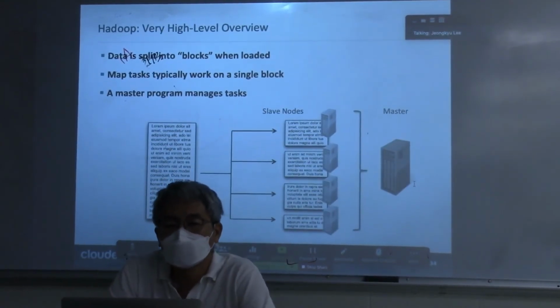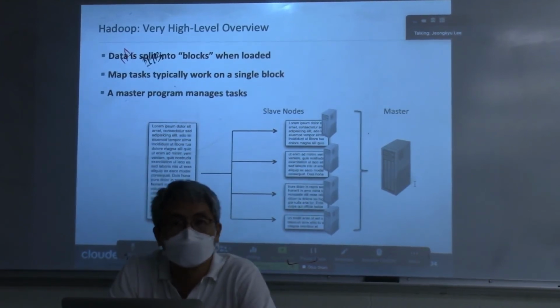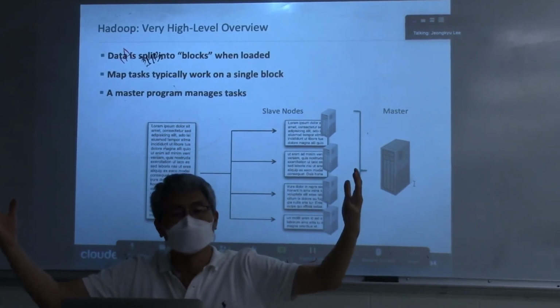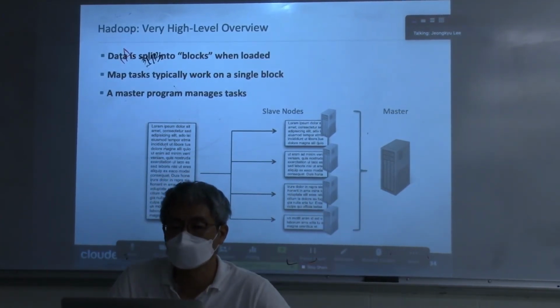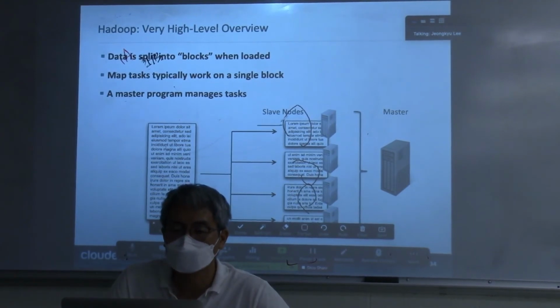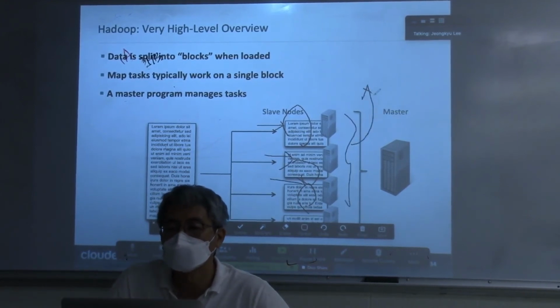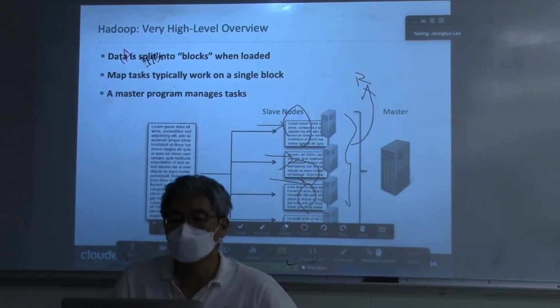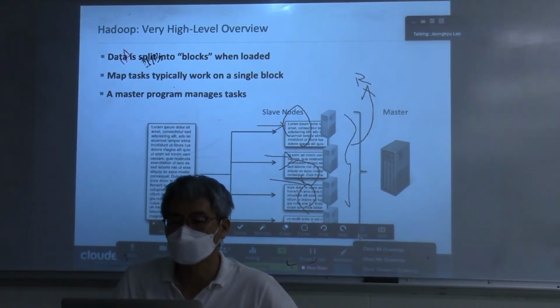So our very high level overview of the Hadoop system is that we are going to divide the data into blocks, but the block size is really huge. Then we can have slave nodes, data nodes. Each block will be processed by a mapper, then combined eventually in the reducer. This is the overview of big data processing currently.